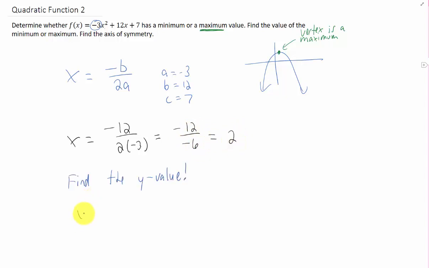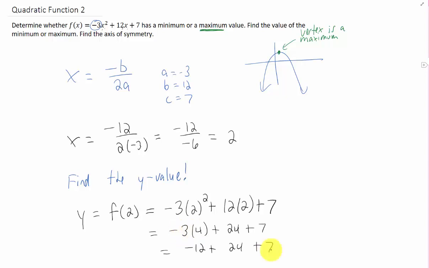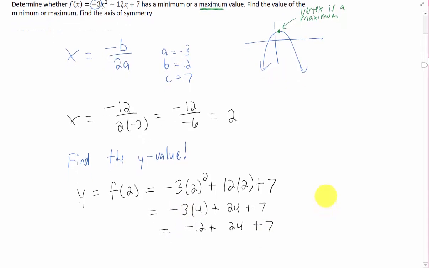The y value of our vertex is just going to be what we get when we plug our x value, 2, into the original function. So I'm just going up to this original function here, and everywhere I see an x, I'm replacing it with a 2. And then just a little order of operations. I am getting that the y value of my vertex is 19.